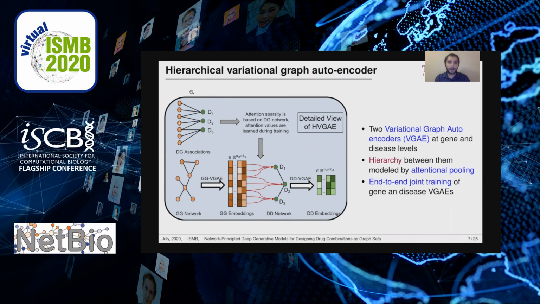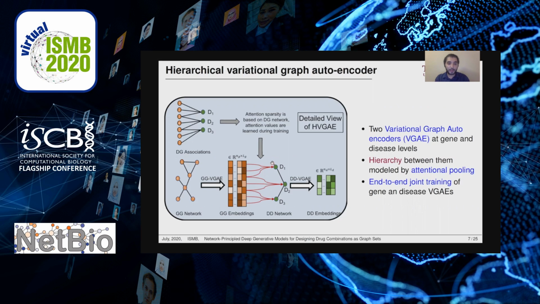Hierarchical Variational Graph Auto-encoder is a model we developed for disease embedding. For a given gene network, we use a variational graph auto-encoder to embed them into a space of R^g. Then, based on the disease-gene association and attentional pooling, we will find out the contribution of each gene. And based on this contribution, we will calculate the intermediate features for each disease.